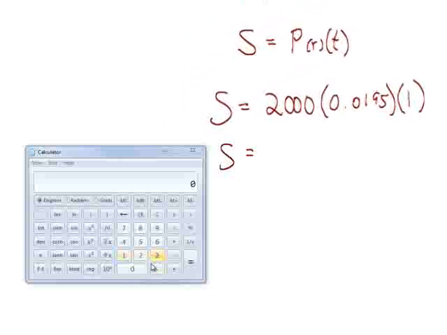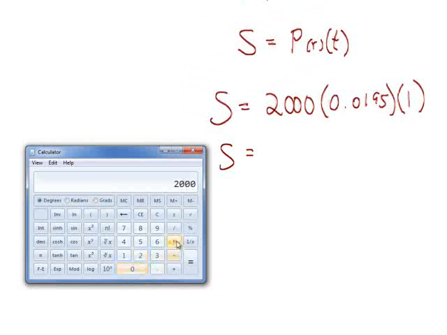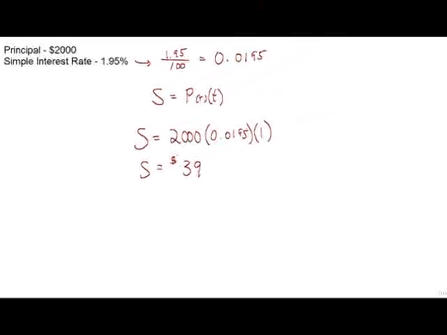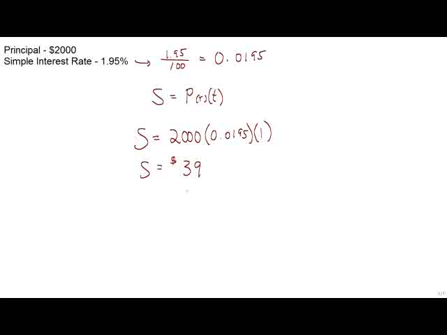We'll bring in a calculator. We have $2,000 times our rate of 0.0195 times our term of 1 year. That's going to give us $39. So with this interest rate that the bank is offering, you're going to earn yourself a whopping $39 on your principal of $2,000 after 1 year. So $39 after 1 year for a grand total of $2,039 that will be in your bank account after that 1 year.